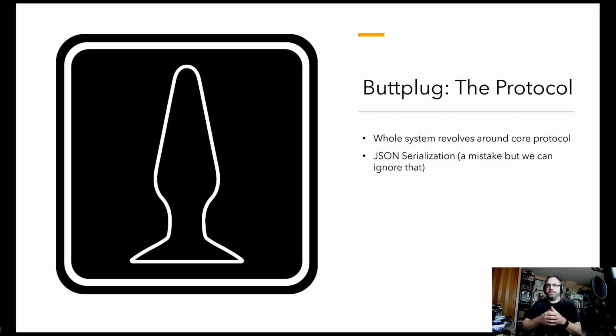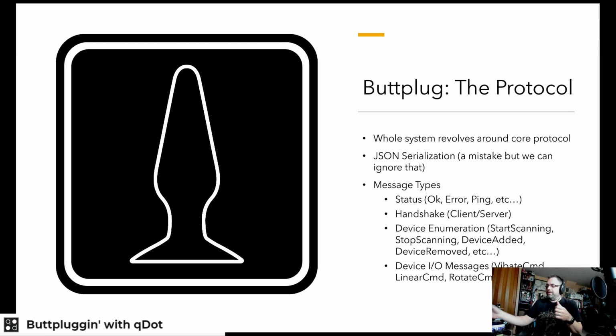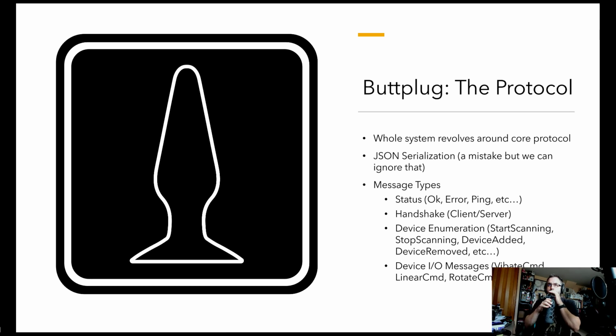There are some fucking machines that are going to be coming out soon that use linear actuators and stuff. Those will move a little bit faster, but even so, I don't foresee us having too much of a problem with that. And yeah, there's our message types. So we have status messages like, yes, I got the message. Okay, this message failed. Yes, I'm still talking to the server.